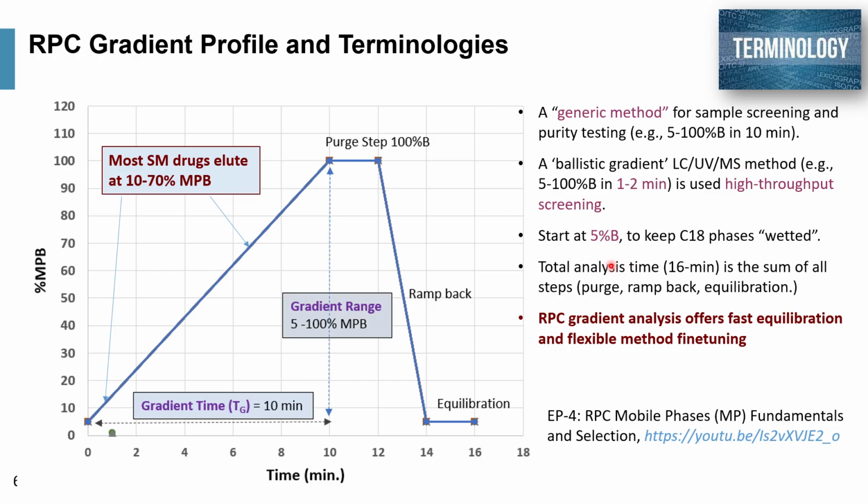In the ballistic gradient for high throughput screening, typically we do the same gradient profile completed in 1 to 2 minutes. Total analysis time in the cycle is 16 minutes. I mentioned that with RPC gradient analysis we offer very fast equilibration and also very flexible method fine-tuning for method development. For further information, check out episode number 4 on reverse phase mobile phase fundamentals, shown here in this YouTube video link.